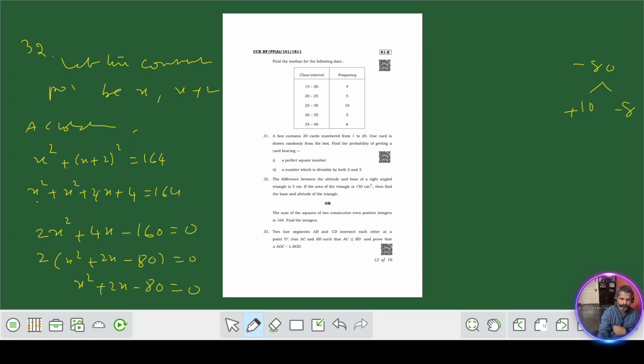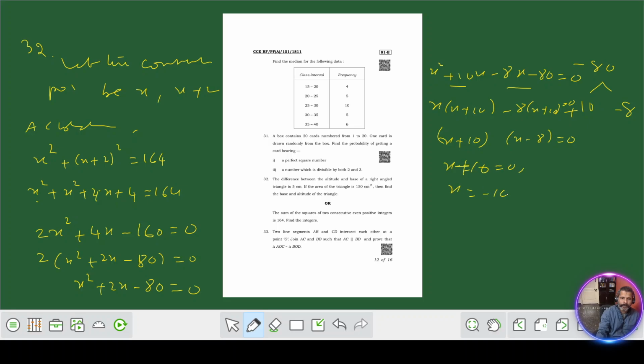So, x square plus 10x minus 8x minus 80 equal to 0. Take out common. x of x plus 10 minus 8 of x plus 10 equal to 0. x plus 10 of x minus 8 equal to 0. x plus 10 equal to 0, x equal to minus 10. x minus 8 equal to 0, x equal to 8. Since they are told positive integers, we cannot take minus 10 as the value.